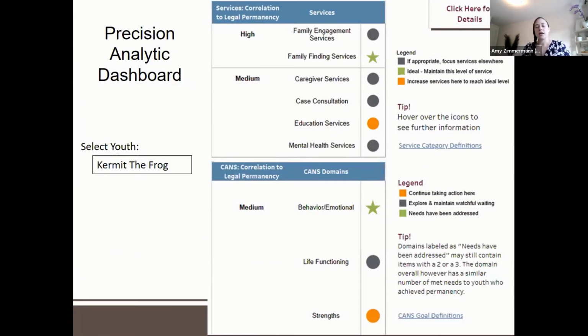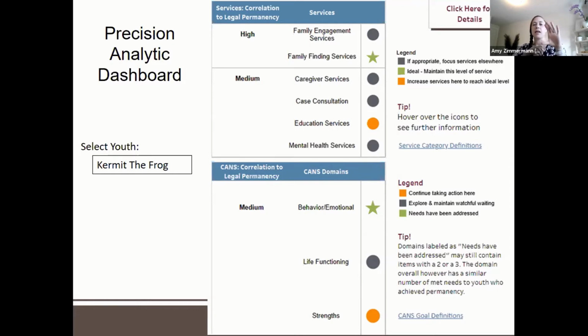So this is a snapshot of the front page of our dashboard. And if you see in the upper right-hand corner, it says click here for details. And so when workers click in that button, they end up with a much fuller dashboard that has a lot more information. And I'll talk about the pros and cons about that later. But this page was meant to be a quick snapshot for workers. And this is coming from our training data set, which we use the Muppets as the names for our training data set. So we have Kermit the Frog here. And so this dashboard and recommendations are specific to Kermit the Frog.